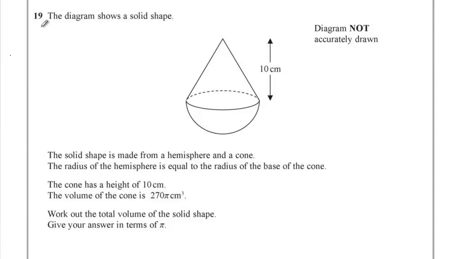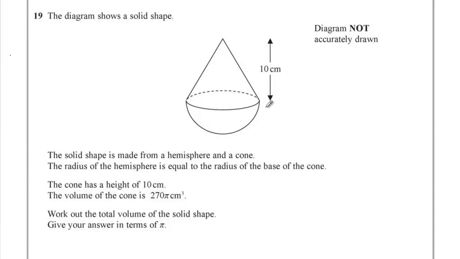Okay, we've got this question. We've got a cone on top of a hemisphere, and let's see what we've got to do. The radius of the hemisphere is equal to the radius of the base of the cone. Cone height is 10 centimeters. Volume of the cone is 270 pi centimeters cubed, and work out the total volume of the solid shape. So we know the volume of the cone. We need then to work out the volume of the hemisphere.